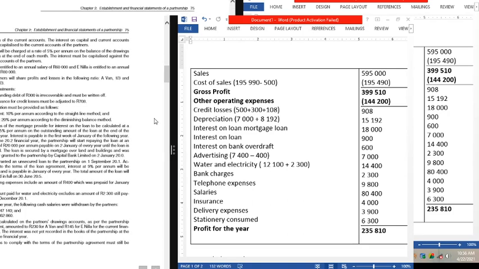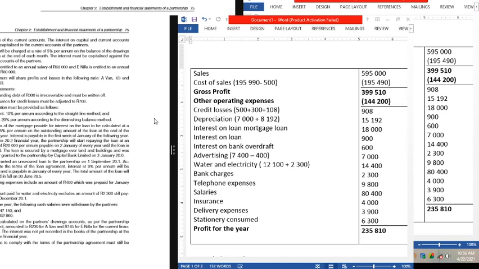And now we go to the depreciation adjustment. Depreciation must be provided as follows: equipment 10% according to the straight line method, and vehicles 20% according to the diminishing balance method. Don't be confused by these two methods. They're very simple and very easy to understand.